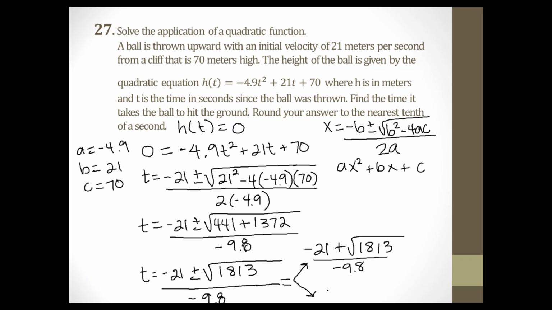Negative 21, minus the square root of 1813, over negative 9.8. Okay, I'll make it nice and small. That's a little better, right? So we're going to get these approximate answers using the calculator. I'm going to show you what I mean.